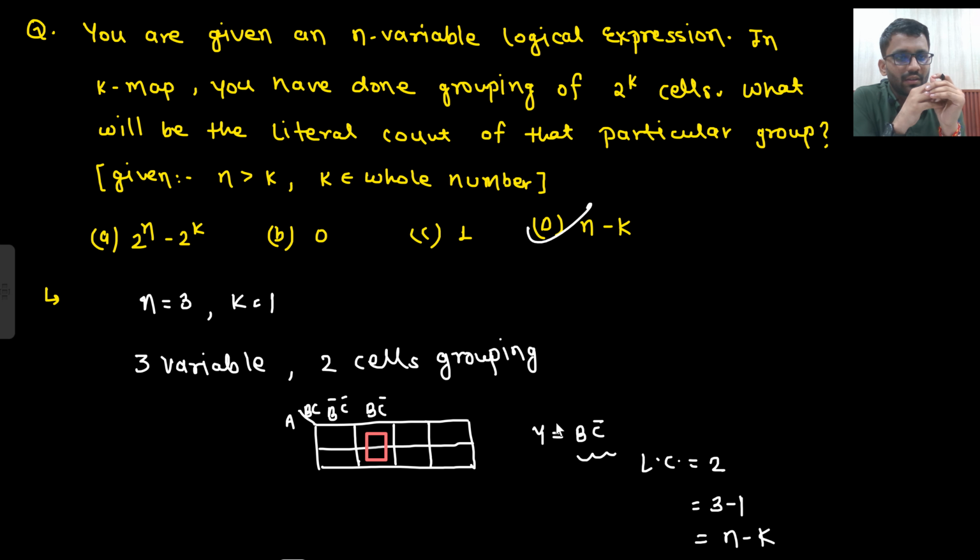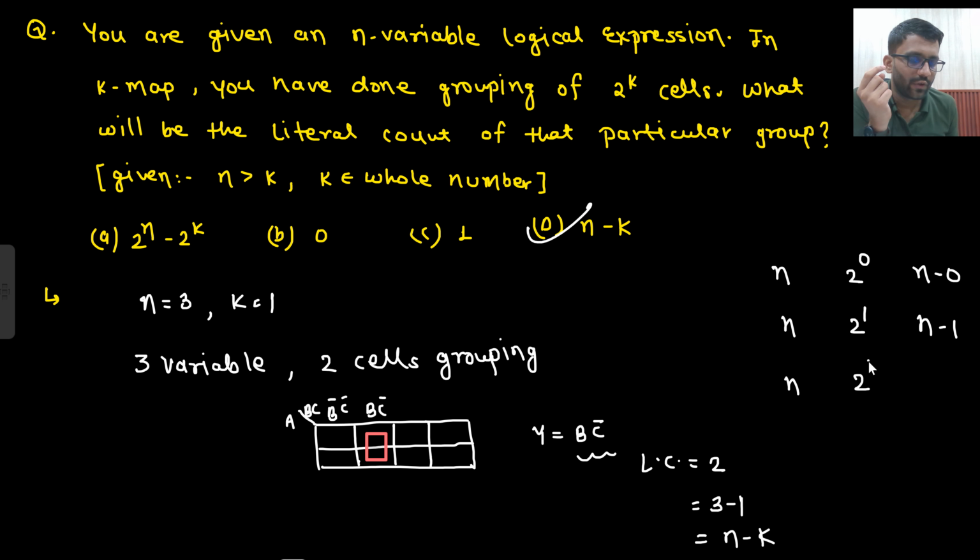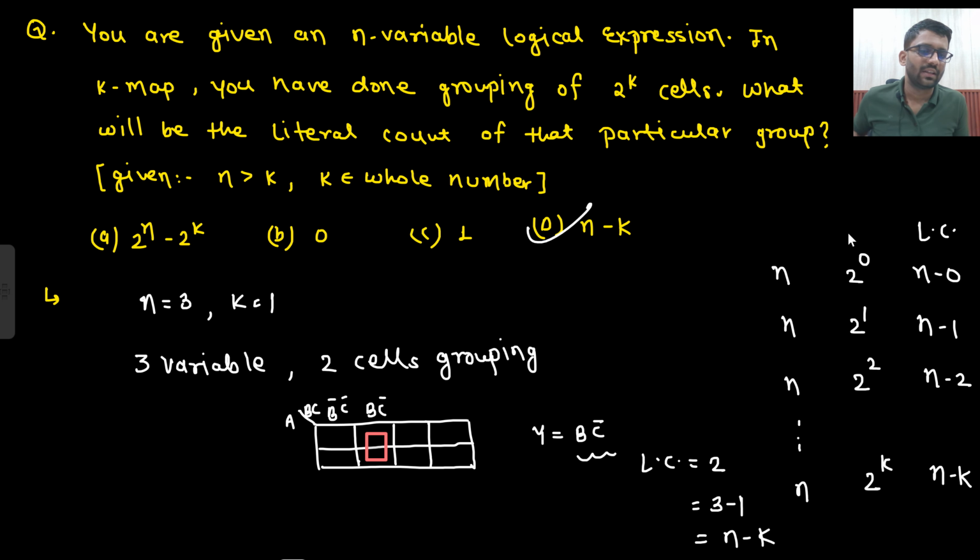Okay, are you getting this point? Basically in n variables, if you do the grouping of 0, then the literal count would be n minus 0. If you do the grouping of 1, then it would be n minus 1. If you do the grouping of 2 to the power 1, it would be n minus 1, and for 2 to the power 2, it would be n minus 2. In n variables, if you do the grouping of 2 to the power k, the literal count would be n minus k.